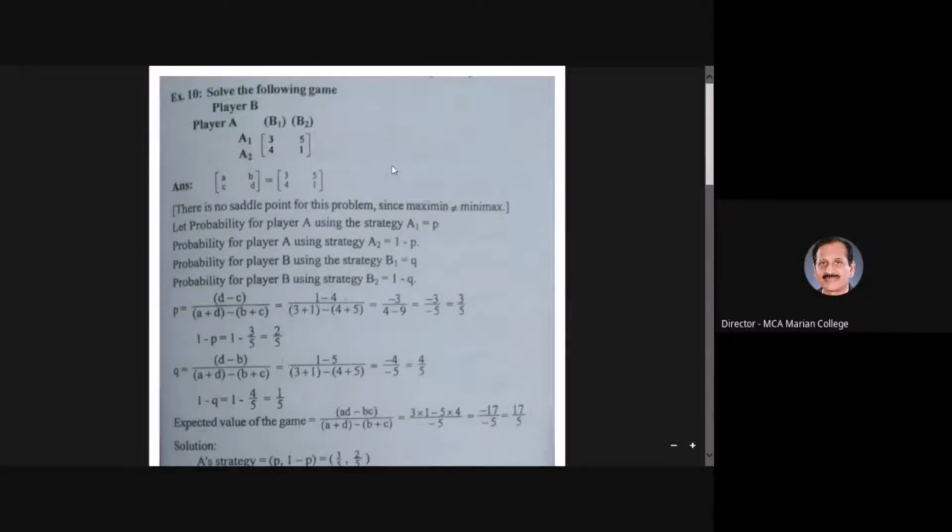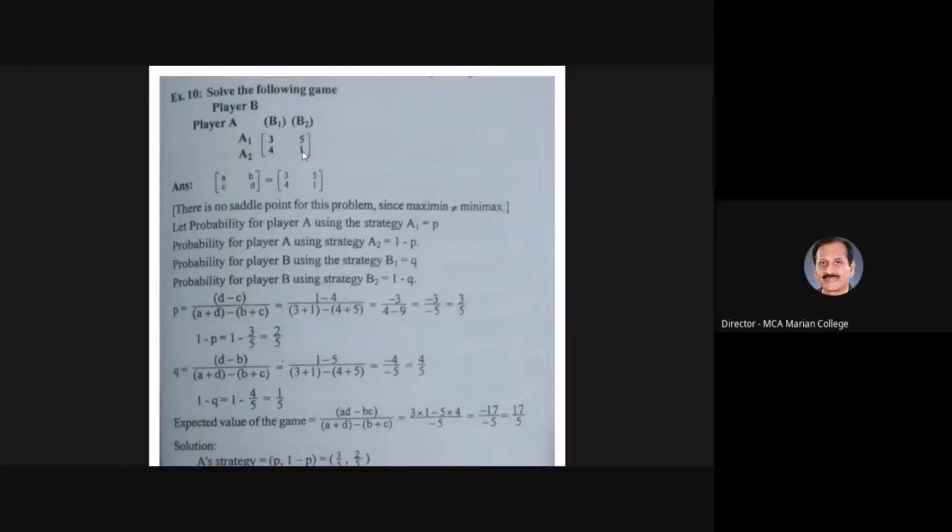Now, here maximin is not equal to minimax. For example, if you take the row minimum, in the first row the minimum of the two values 3 and 5 is 3. In the second row, it is 1. So 3 and 1 are the minimum values there. And in the columns, take the maximum: you will get 4 and 5, 4 for the first column and 5 for the second column.